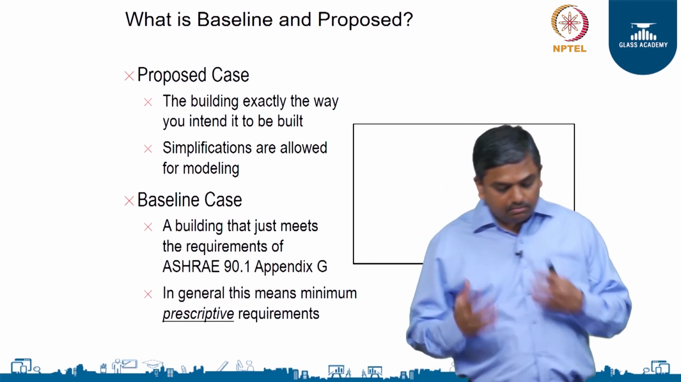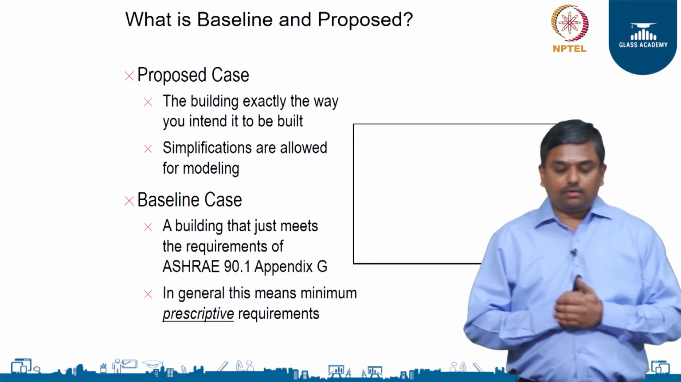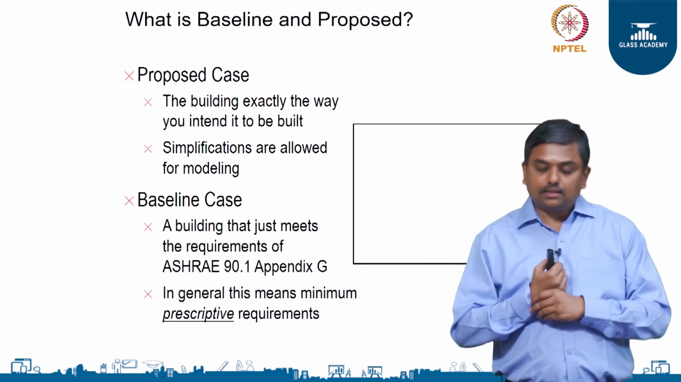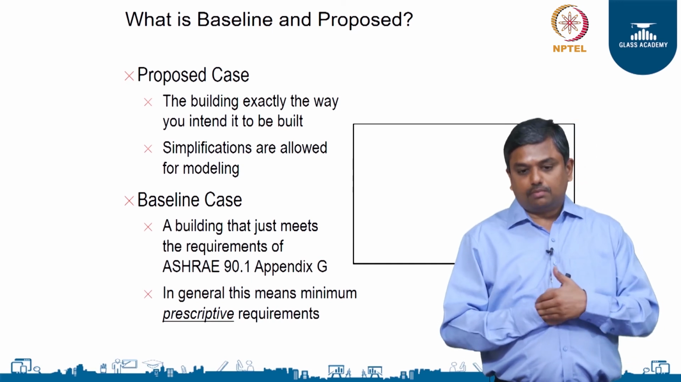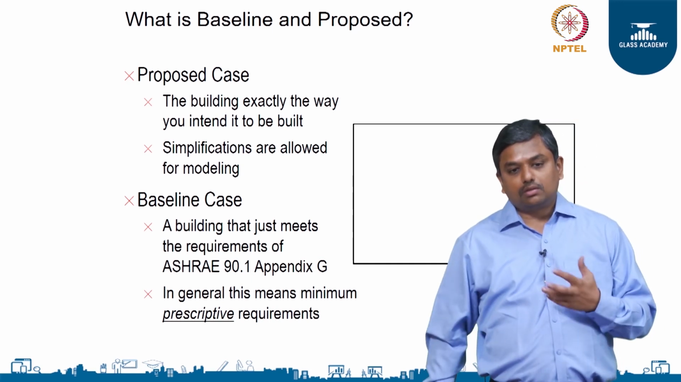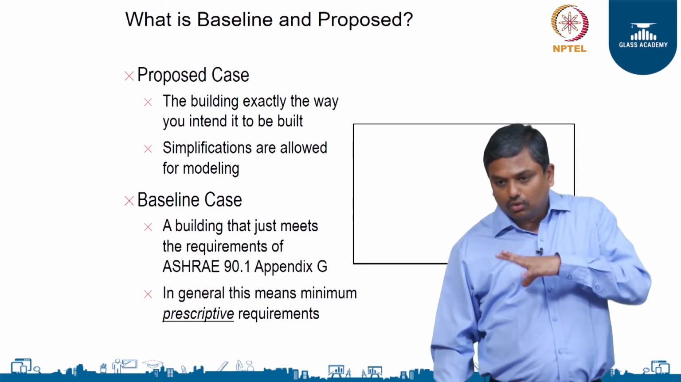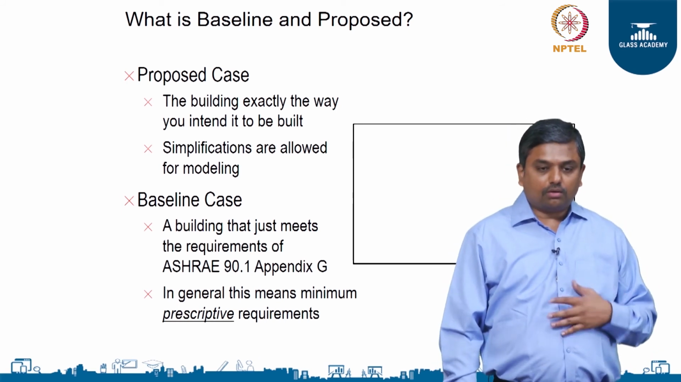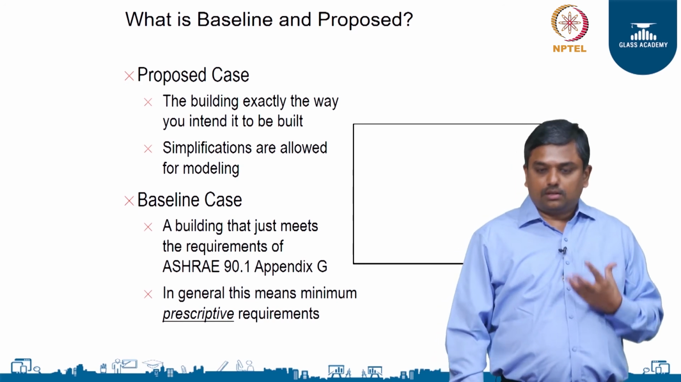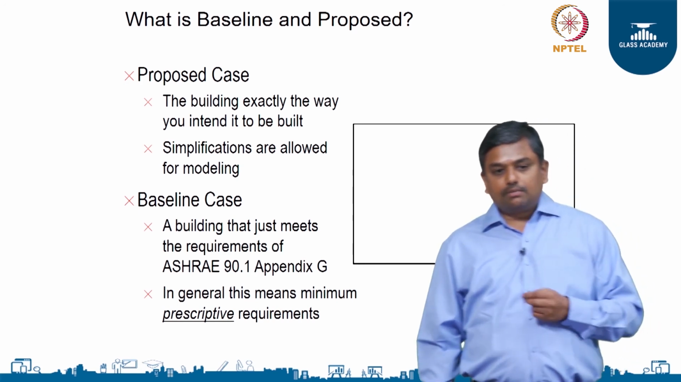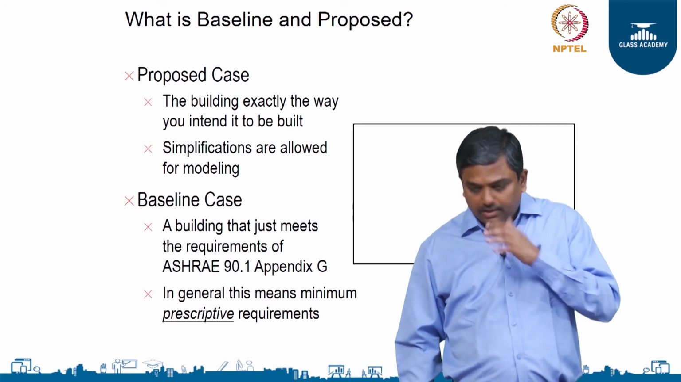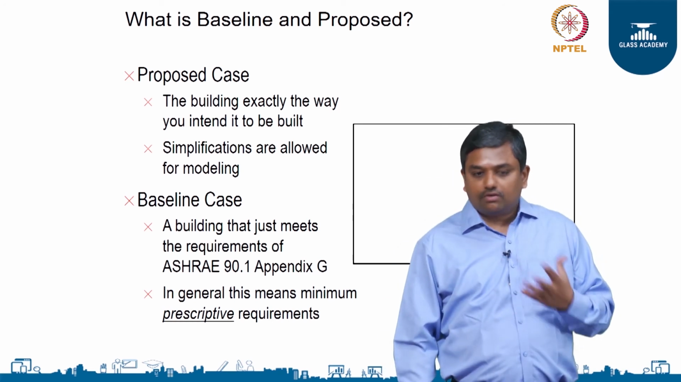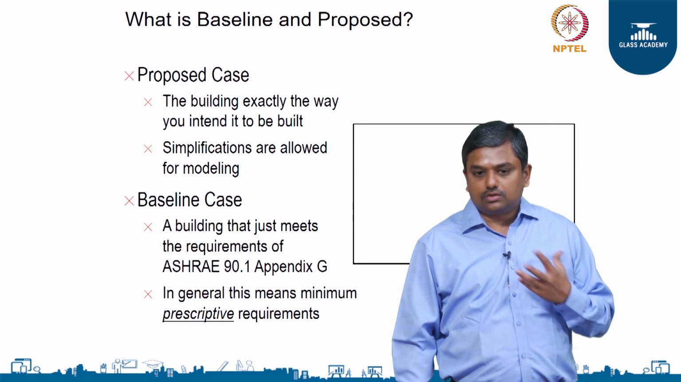So, typically in an energy simulation, we do something called a baseline case and a proposed case. The baseline case is basically where you are trying to model the building to a particular code, which is the energy code. It could be ASHRAE 90.1 or it could be ECBC or various codes which try to establish the minimum prescriptive requirements for a building. So, it is driven by a lot of factors which include policy, the government and so on.